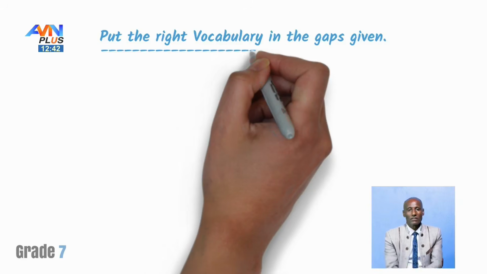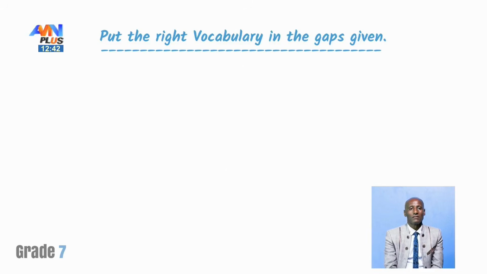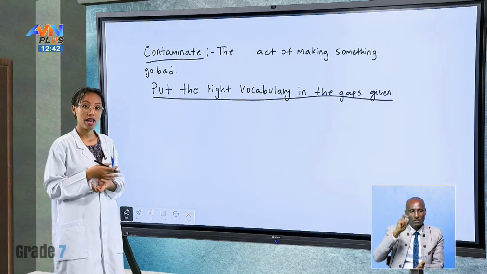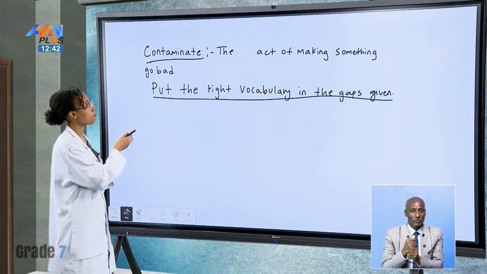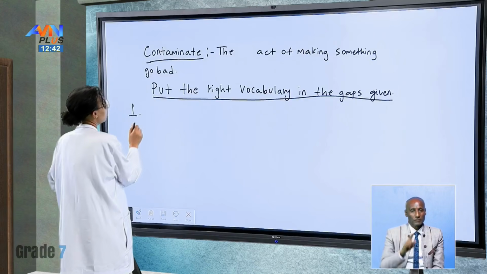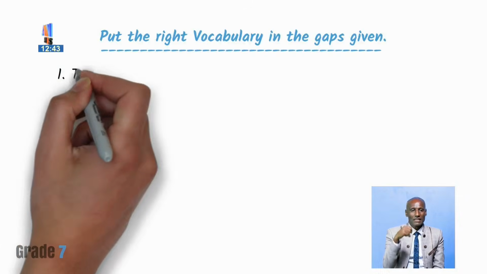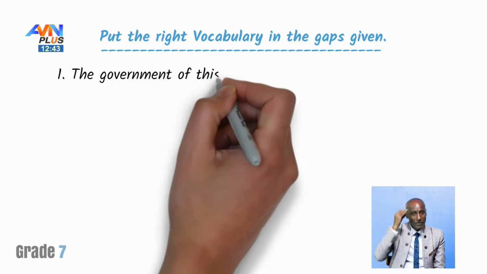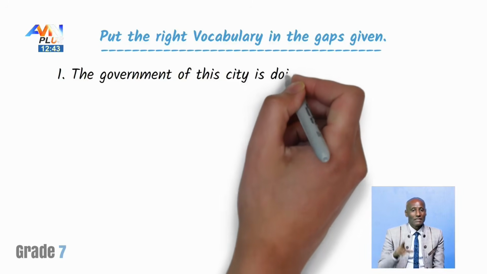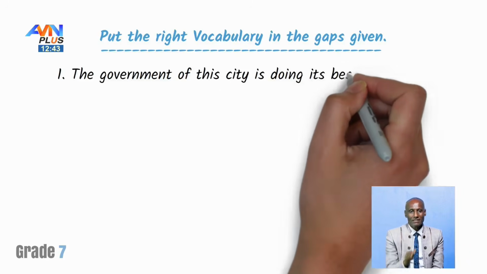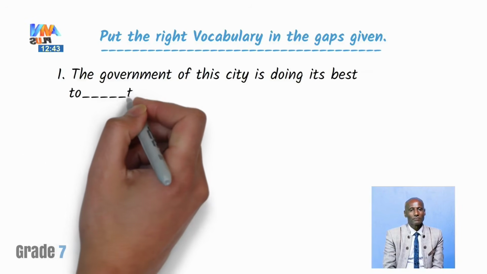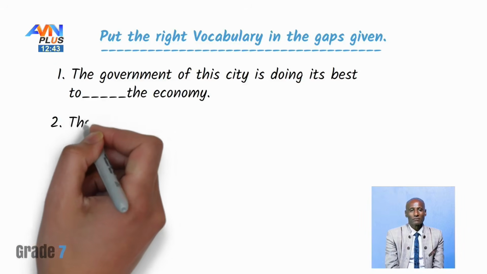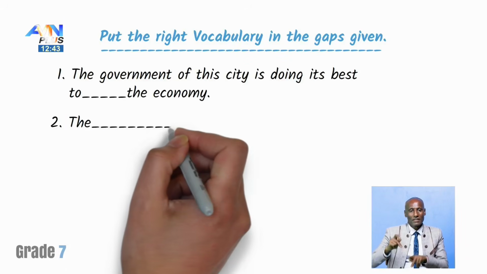Okay, put the right vocabulary in the gaps given, okay? This is what we're going to do. I will write you a few questions and I want you to copy them in your exercise books, and then we will do them together, okay? Number 1. The government of this city is doing its best to the economy.